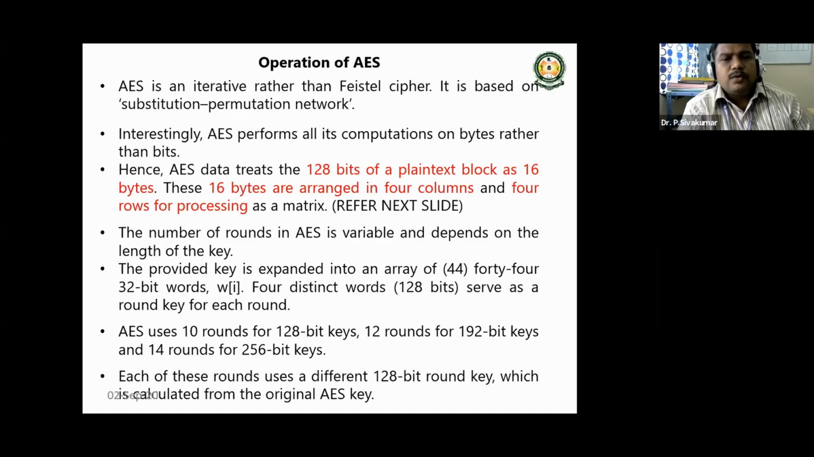Understood? 128 bit, what are we going to do? The plain text input block we take for encryption. So how we can represent it in the algorithm? It can be represented in 16 bytes. Okay, not in bits, in the version of bytes. So 16 bytes, how we can arrange or represent all those 16 bytes? It is in the form of a matrix. Matrix means rows and columns.